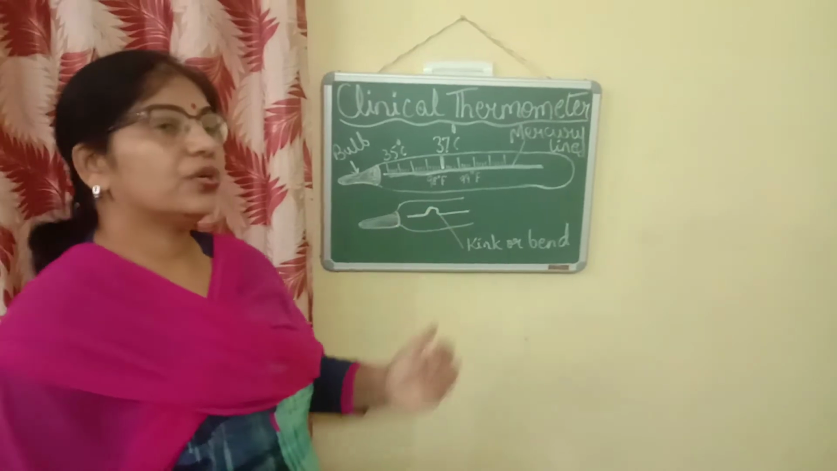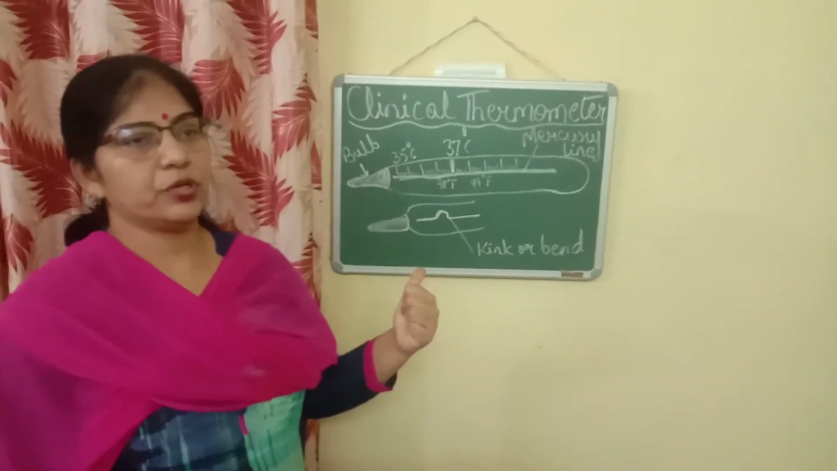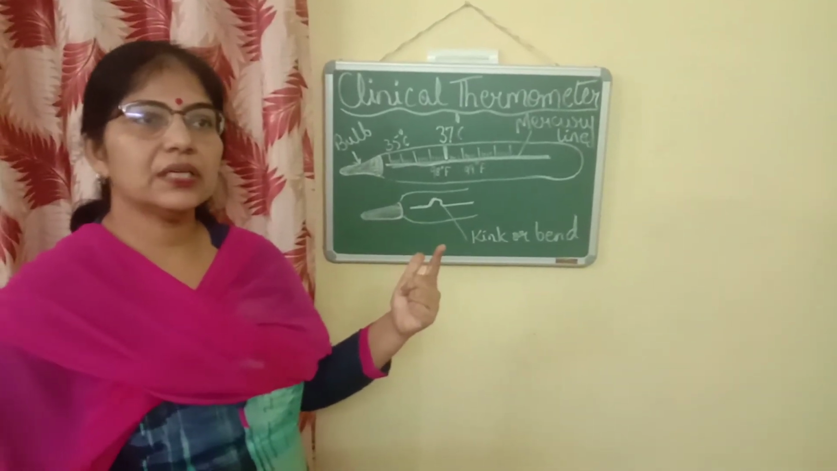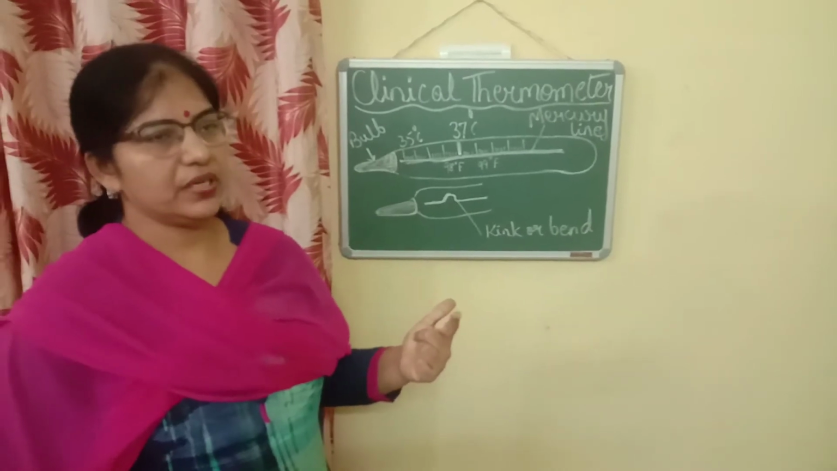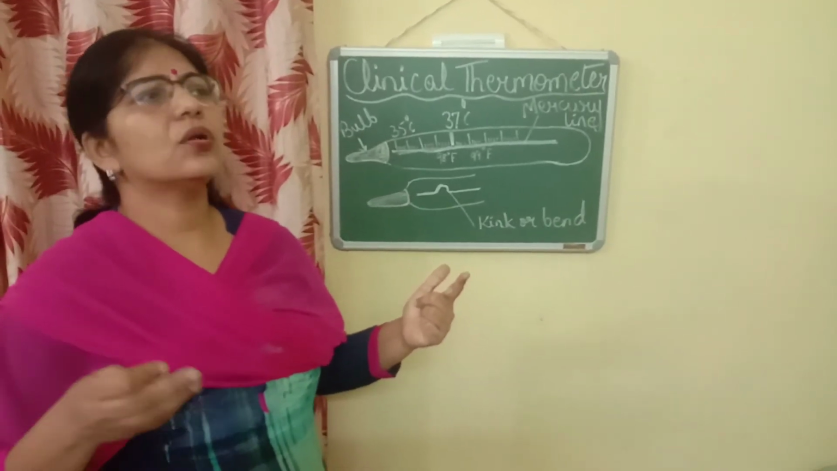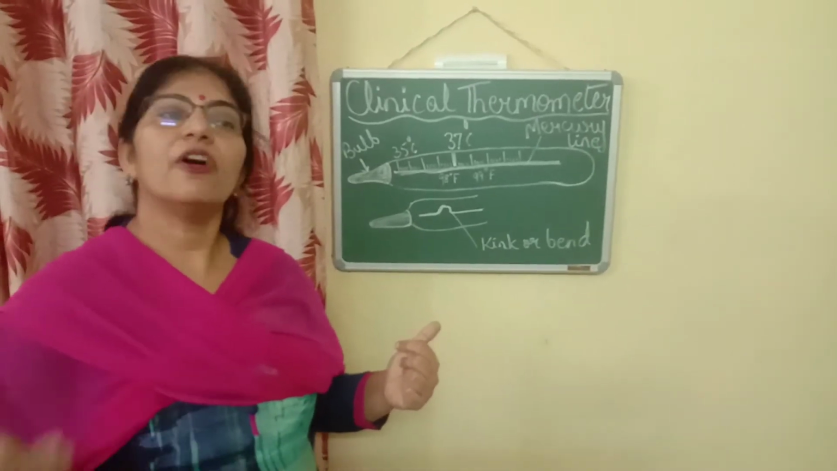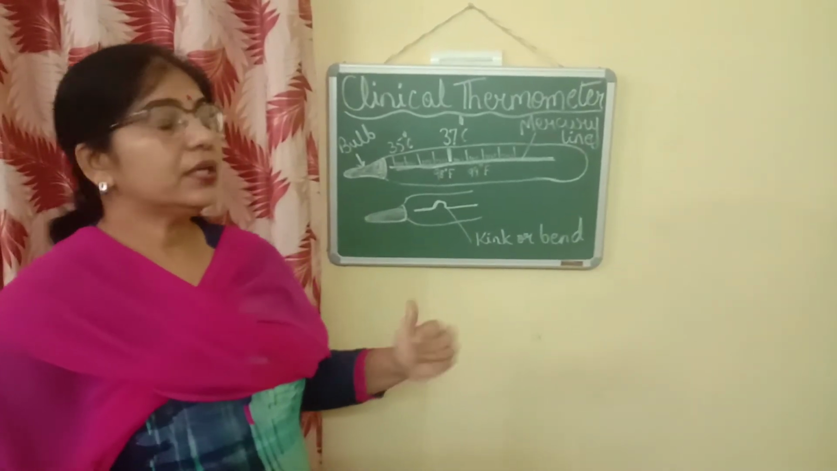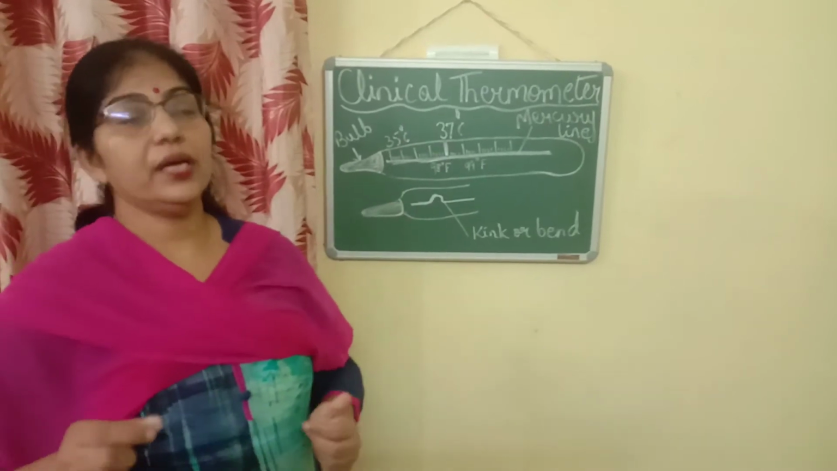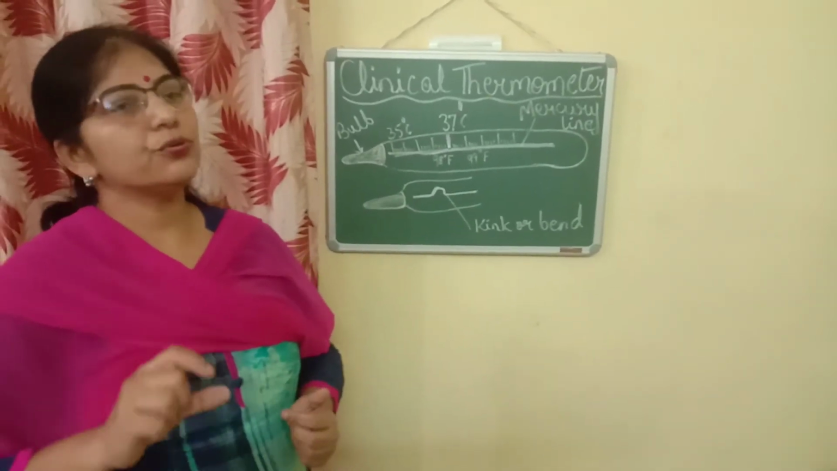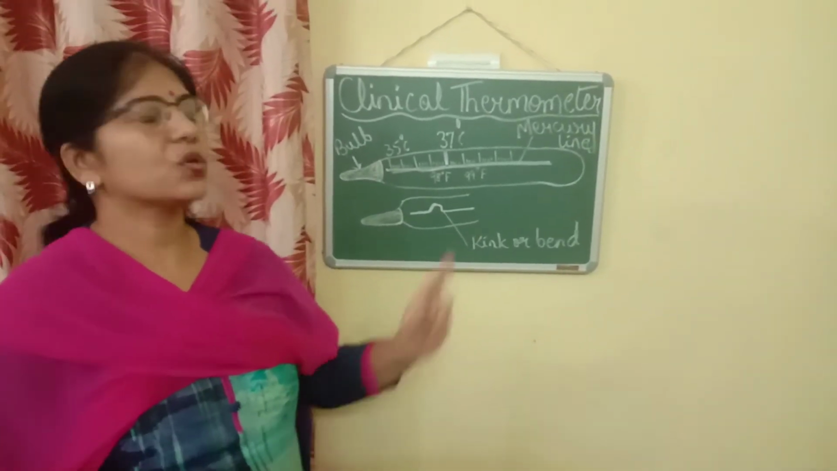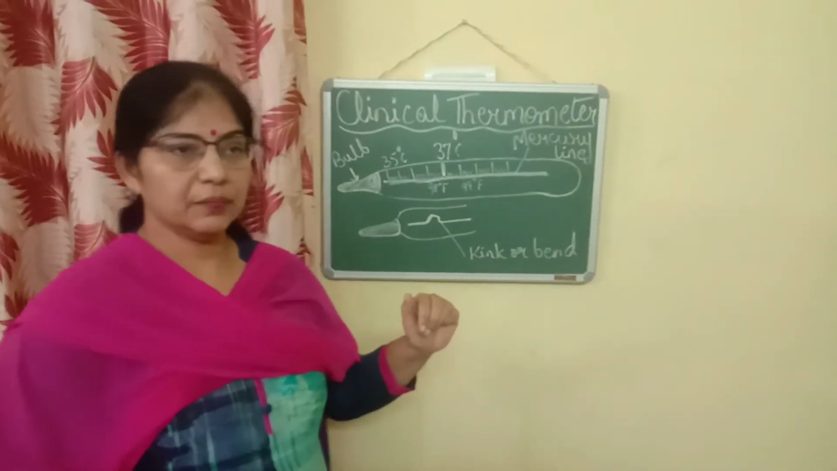In our syllabus today, we will discuss two types of thermometers, clinical thermometer and laboratory thermometer. There are other thermometers also, called minimum and maximum thermometers, that are used for weather forecasting. Children, the thermometer that is used to measure our body temperature is called a clinical thermometer.